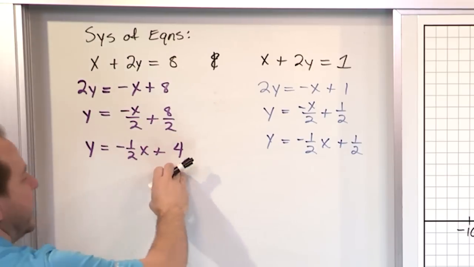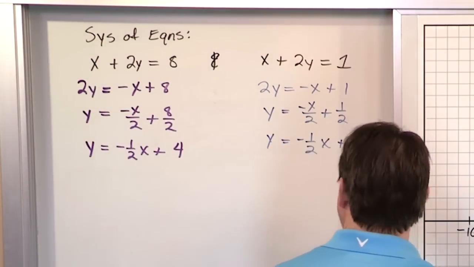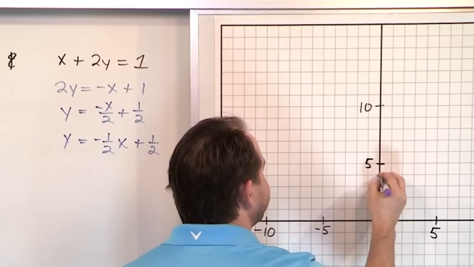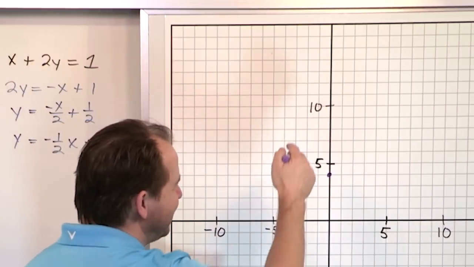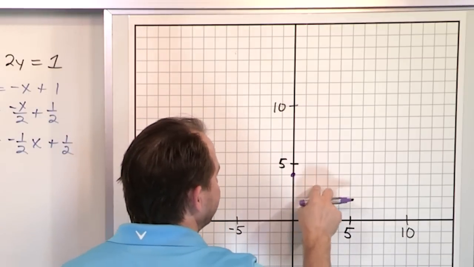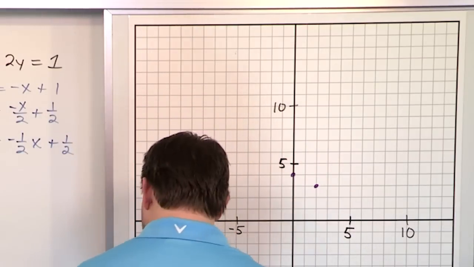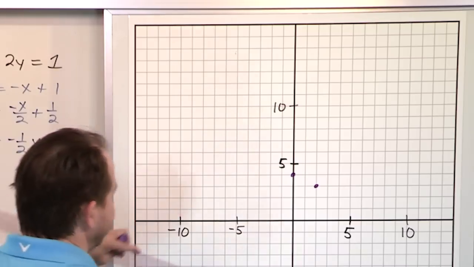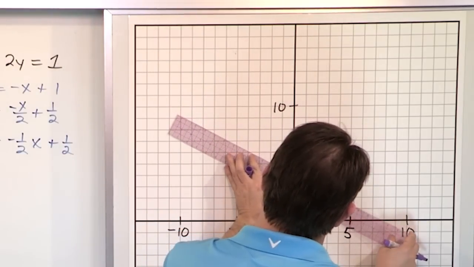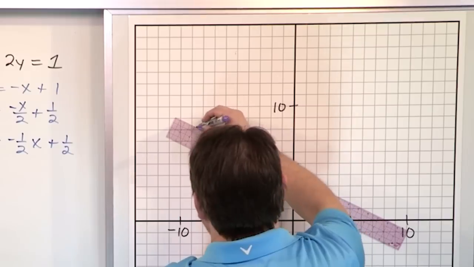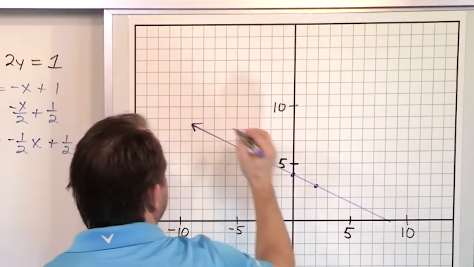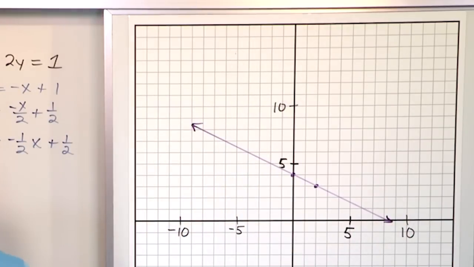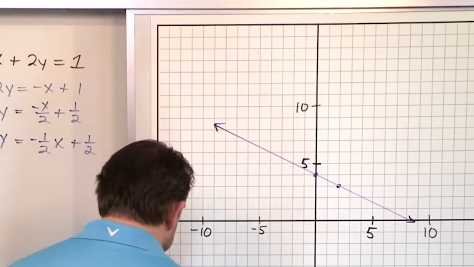So let's graph the first line. The y-intercept is 4, so that means we're right there. And the slope of that is, like we said, negative 1/2 for both of them. That means down 1 over 2. So down 1 over 2. So those are the points for the first line. All right, and so there we go. There's line number 1. And I'll try to remember to do the other line in blue.